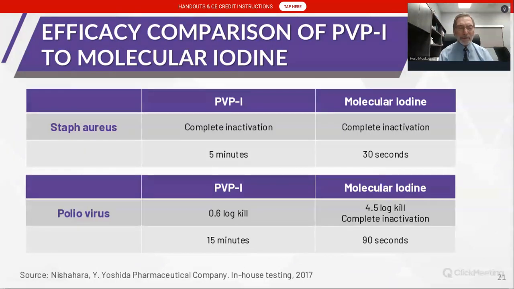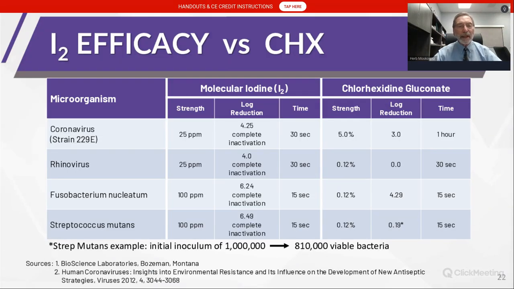For poliovirus, povidone iodine requires 15 minutes to achieve a 0.6 log reduction. Very, very poor activity. That's after 15 minutes. Yet with molecular iodine, after 90 seconds, poliovirus is completely inactivated. Gone, gone, gone. Now let's compare I2, a molecular iodine, to chlorhexidine gluconate, the standard of care in periodontal treatment.